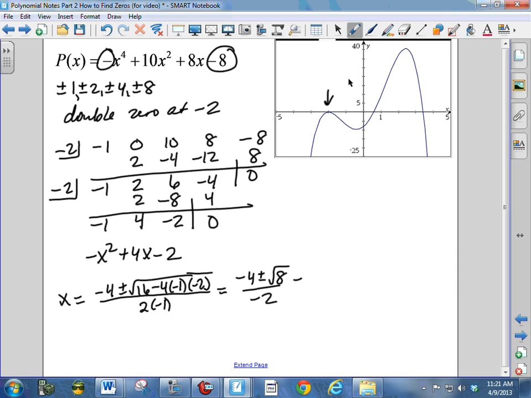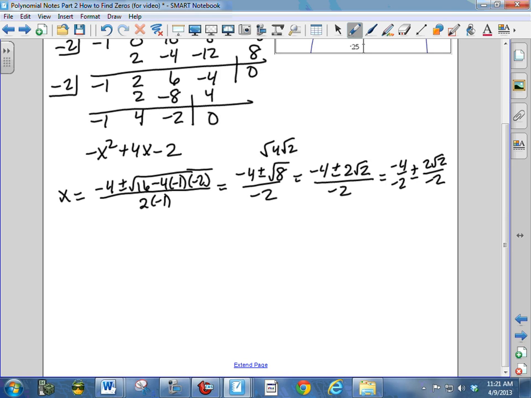So we have negative 4 plus or minus, well, this is 4 times 2, the square root of 4 times the square root of 2, so this is 2 the square root of 2 all over negative 2. And if we separate this, this is negative 4 over negative 2 plus or minus 2 the square root of 2 over negative 2. So we end up with 2 plus or minus the square root of 2. So those are my other two roots. So my zeros are negative 2, negative 2, 2 plus the square root of 2, 2 minus the square root of 2.